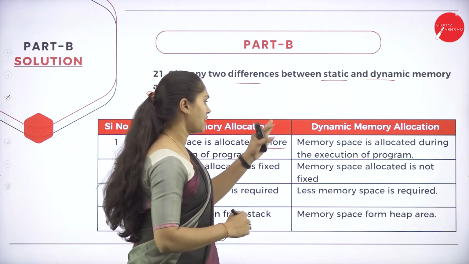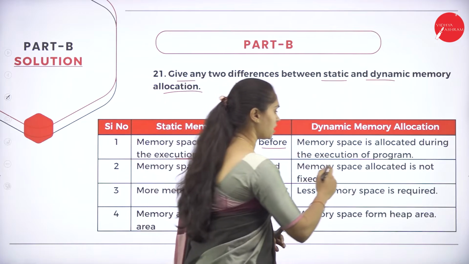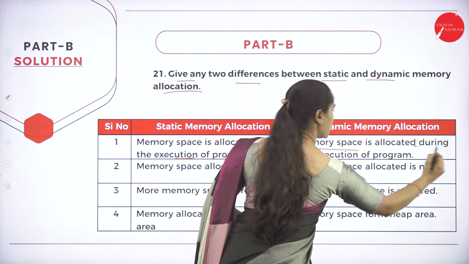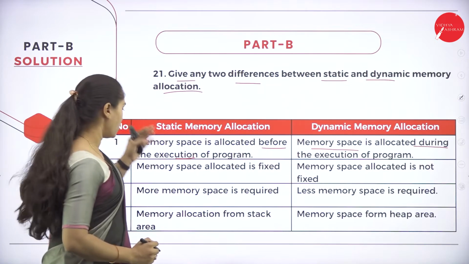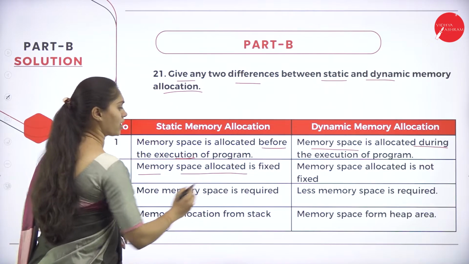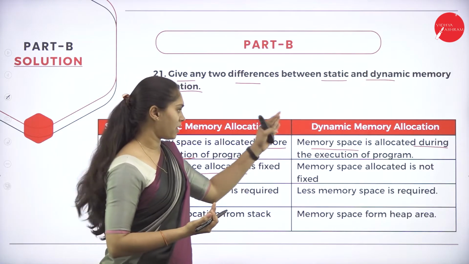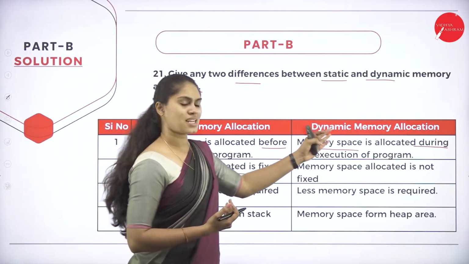When it comes to dynamic memory allocation, the memory space is going to be allocated during the execution of a program. What is the next one? In static allocation, the memory space allocated is fixed. Once it is allocated, we can't make changes. But here, as the name indicates, it is dynamic in nature.